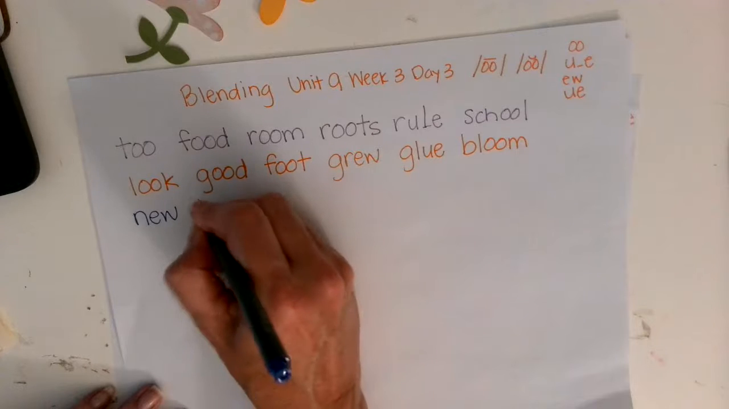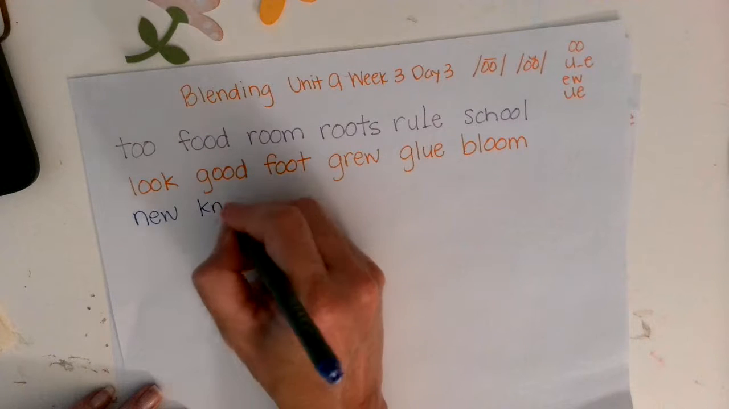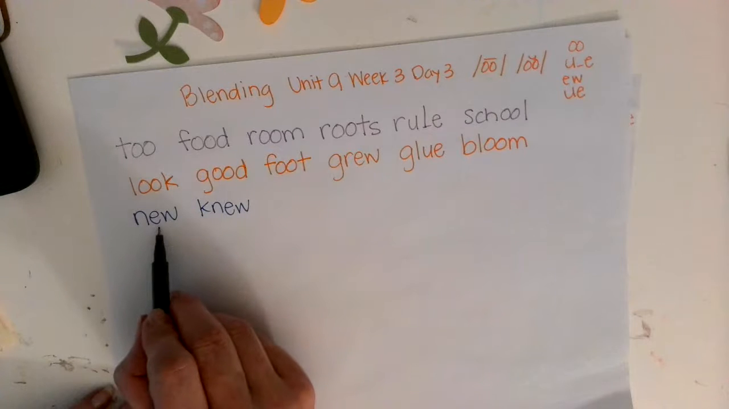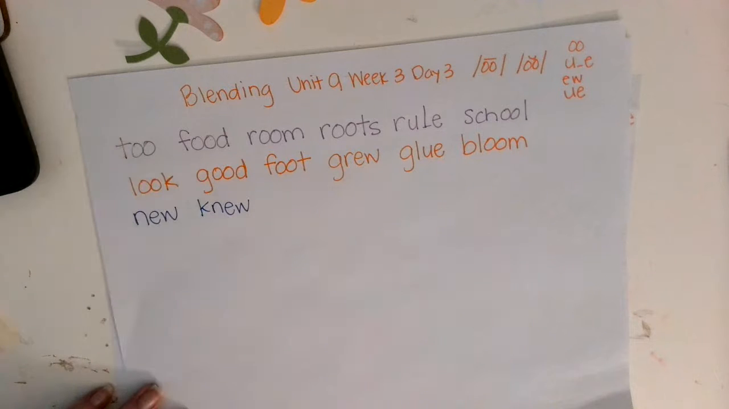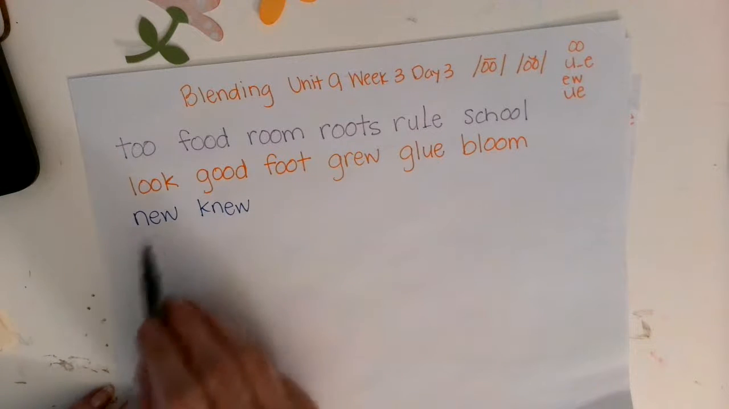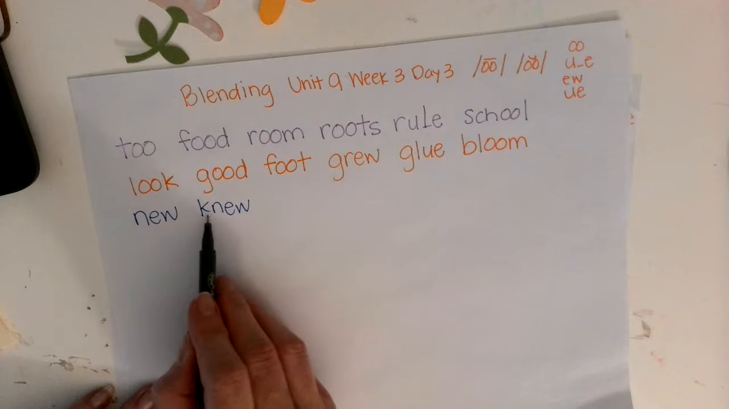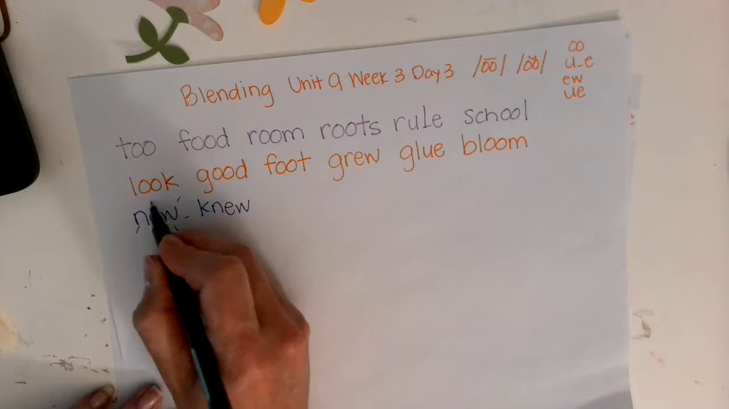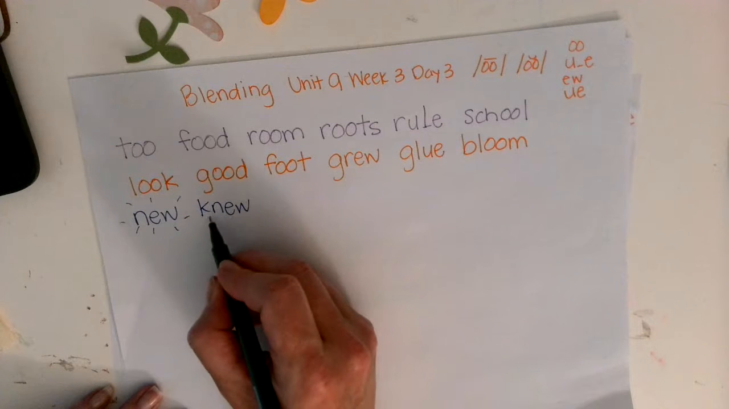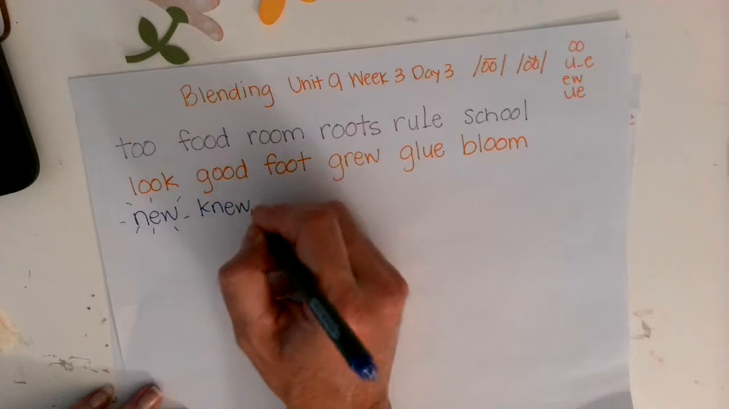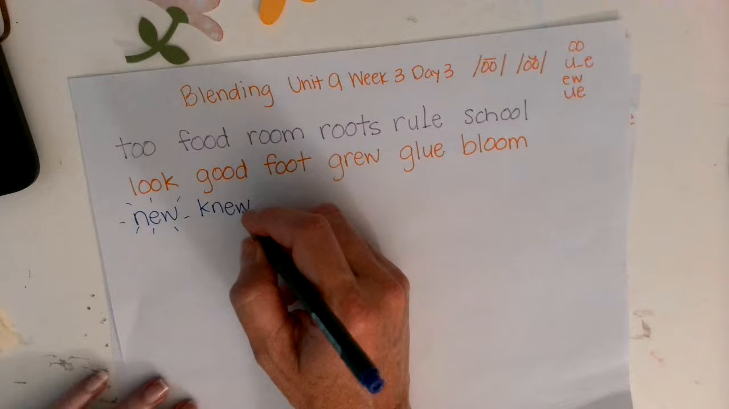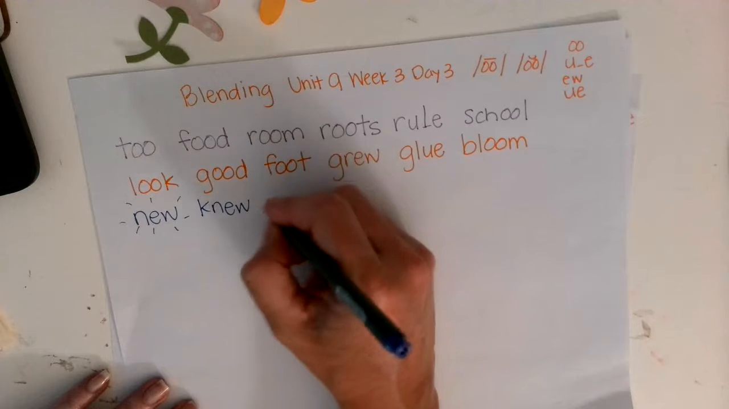New. Wait a second, I thought this was new. What is it called when two words sound exactly the same, but they're spelled differently? That's right, homophones. This new is like a new pair of shoes. They're so nice and clean. And this new is like you knew it, right? You absolutely knew it. You were so smart. All right, next one.